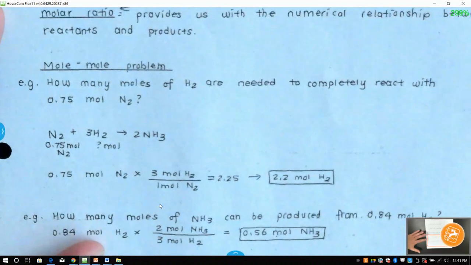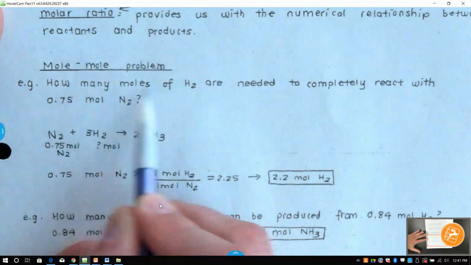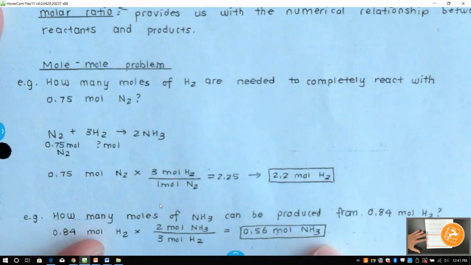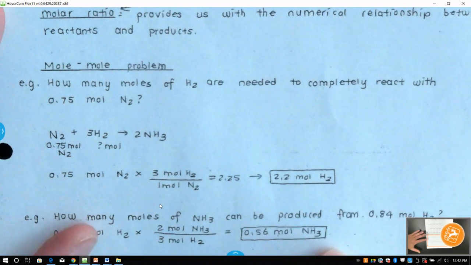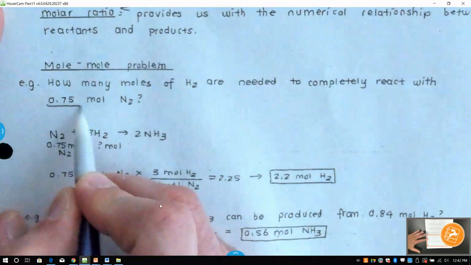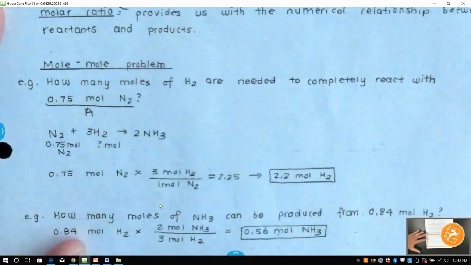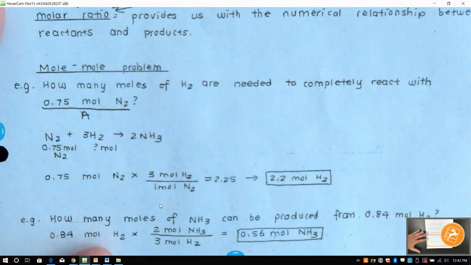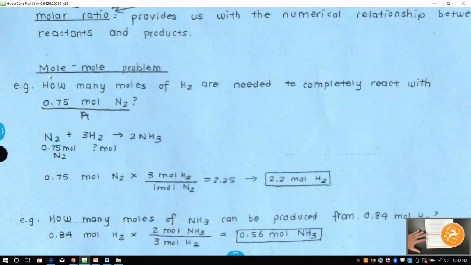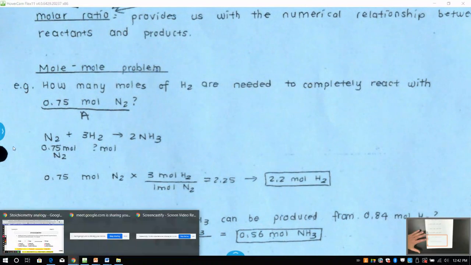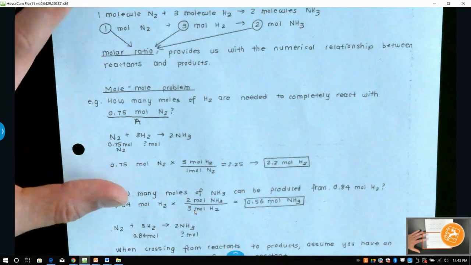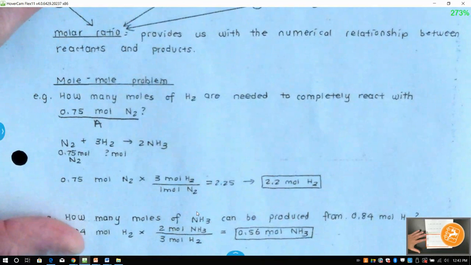First example, it asks, how many moles of H2 are needed to completely react with 0.75 moles of N2? So what are you actually given? Hint, it's the only thing with a number in there. 0.75 moles of N2. So I underline that and I label that A. You guys should all do that right now. So we first underlined what we were given and labeled it letter A.